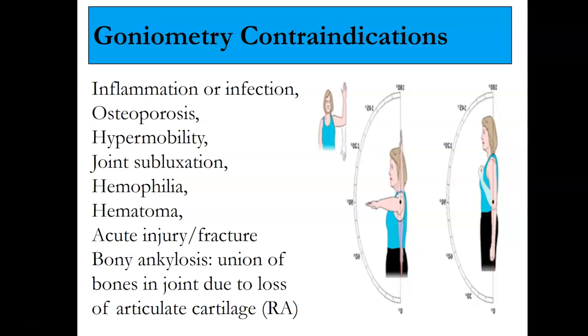Hypermobility, excessive range of motion. Joint subluxation, which is like a separated shoulder. Hemophilia, if you know what that is, that's internal bleeding. You don't want to be messing with that. Same with a hematoma, which is like a blood clot within your body. Any kind of acute injury. Somebody just fractured their shoulder, you're not going to be grabbing that shoulder and just ranging it out. Bony ankylosis, like the book talks about this, union of bones in a joint due to loss of articular cartilage within the joint.